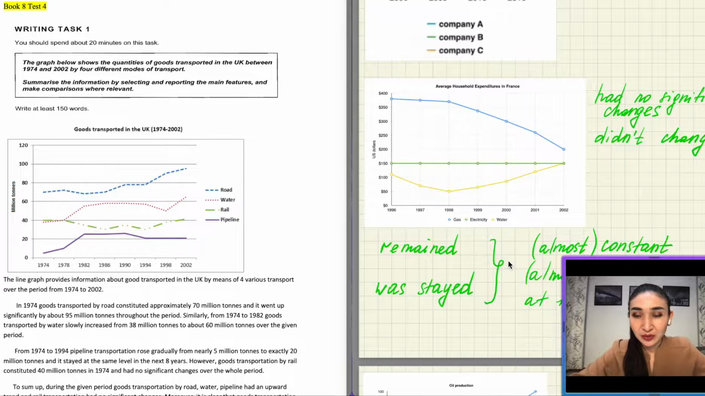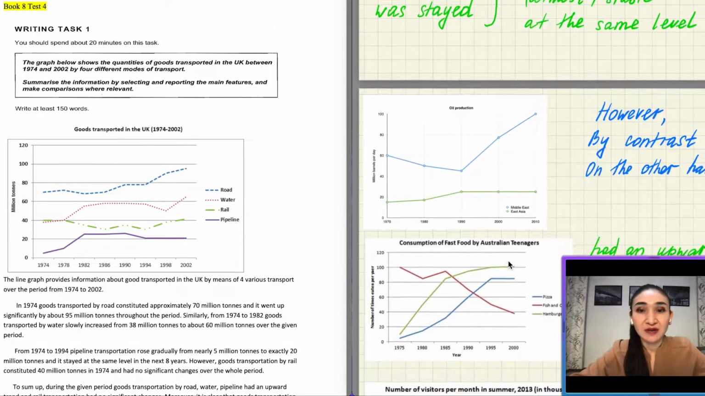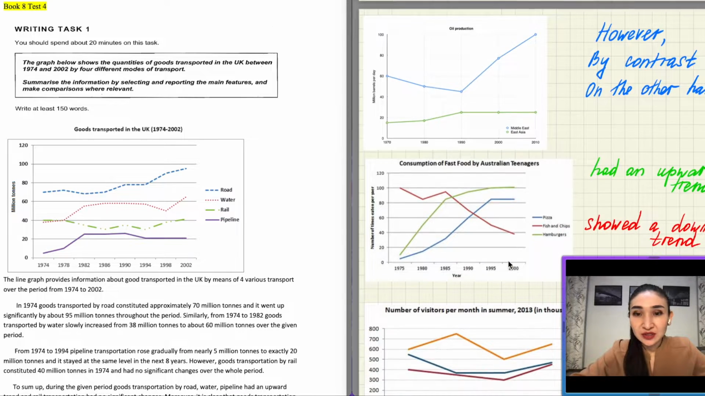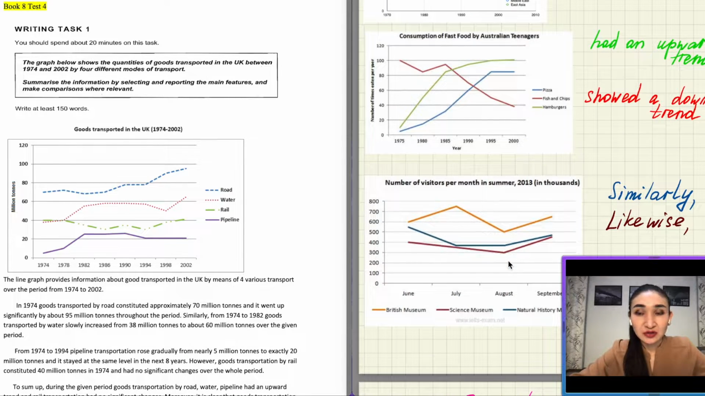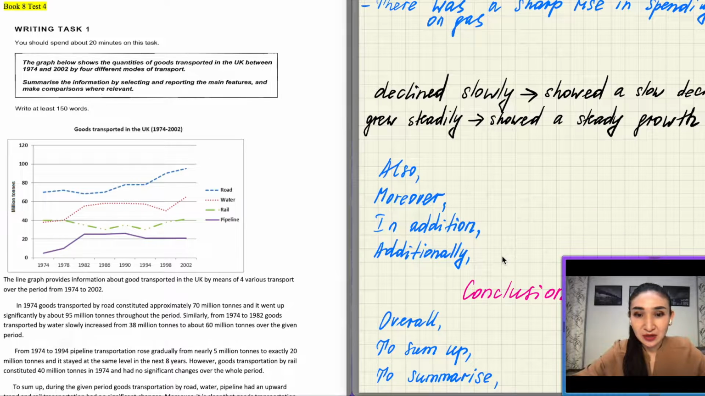how to describe when you have considerable changes, when you have no changes, when you have similar changes, and when you have some kind of trend at the end of the line graph. You can get a higher score when, at the end of your text, you analyze what kind of trend you had there. And I'm gonna explain from the beginning till the end of this writing task 1 line graph.